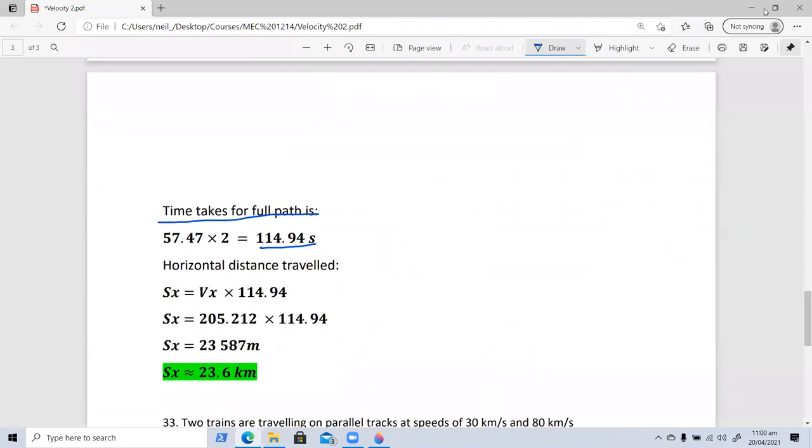Now, what's the horizontal distance traveled? So for horizontal distance traveled, we know we need to use Vx, because it's horizontal distance, so therefore we need to use the horizontal component.